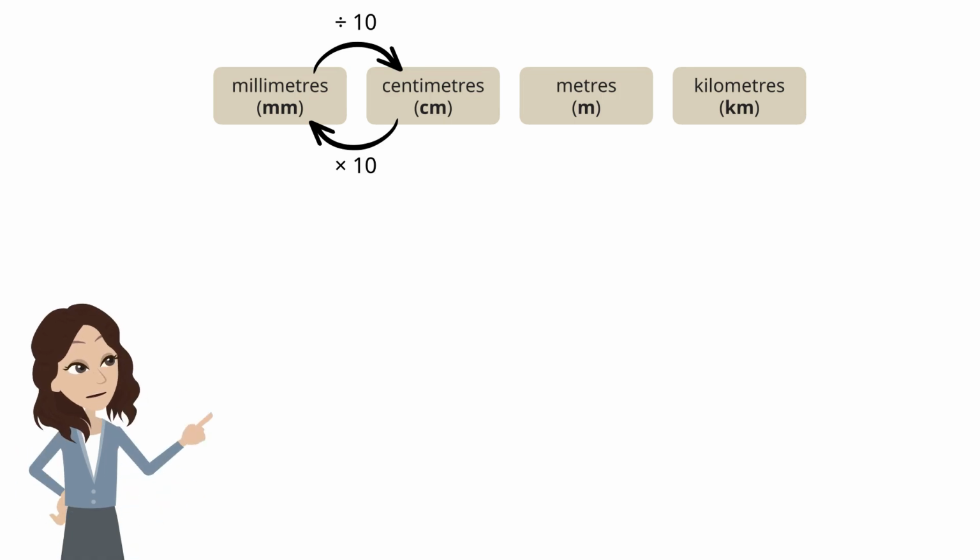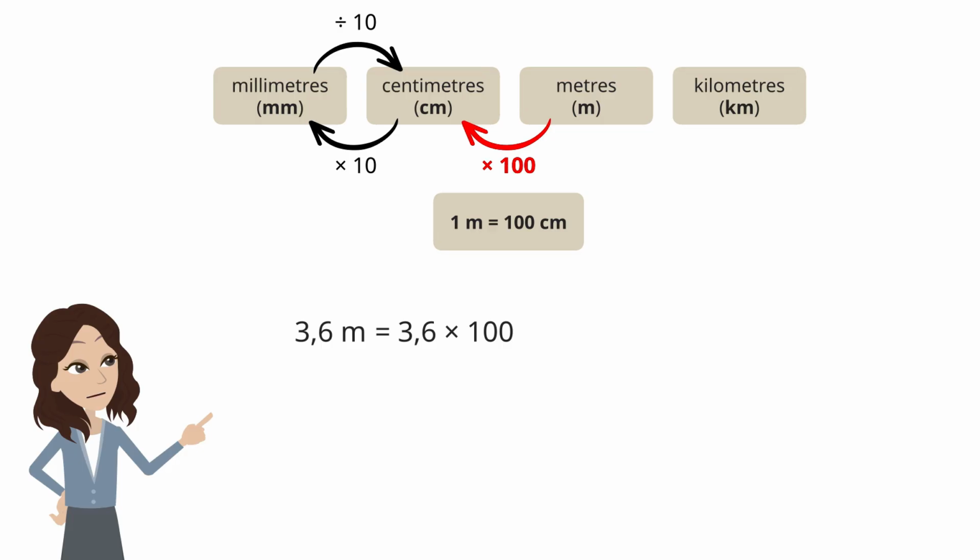Next, let us convert between meters and centimeters. 1 meter is equal to 100 centimeters. What is 3.6 meters in centimeters? To convert from meters to centimeters, we multiply by 100. To multiply 3.6 by 100, we can move the decimal comma 2 place values to the right. Remember to add the placeholder 0. So, 3.6 meters equals 360 centimeters.